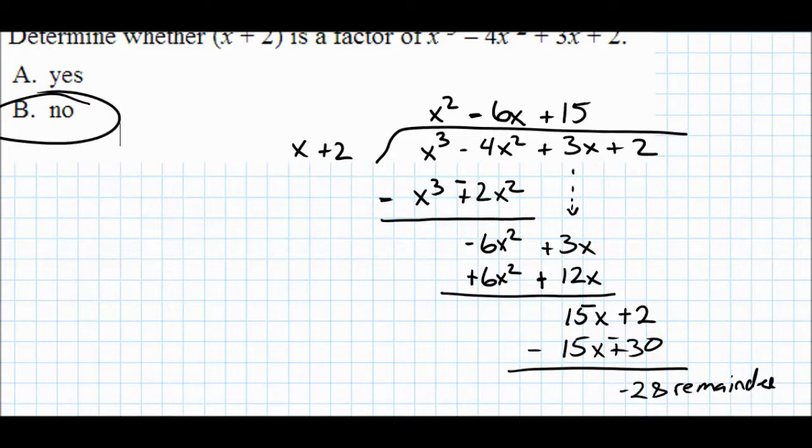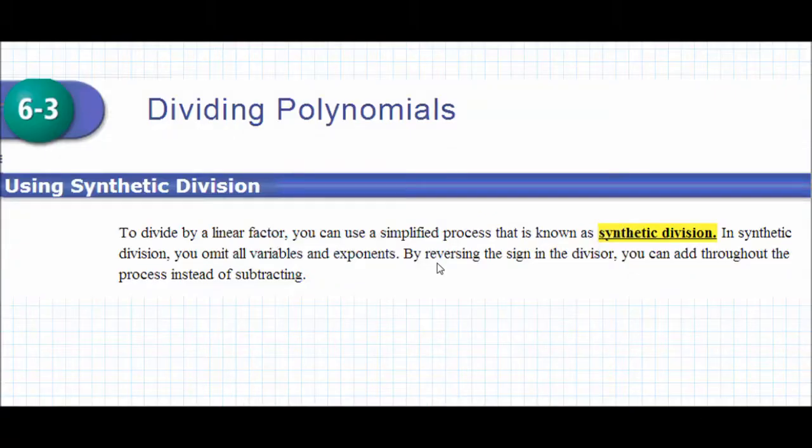So that's the first part. Going on to the next part. Part B of dividing polynomials, we're going to use synthetic division. To divide by a linear factor, you can use a more simplified process known as synthetic division. In synthetic division, you omit all the variables and the exponents. And by reversing the sign of the divisor, you can add throughout the process instead of subtracting.